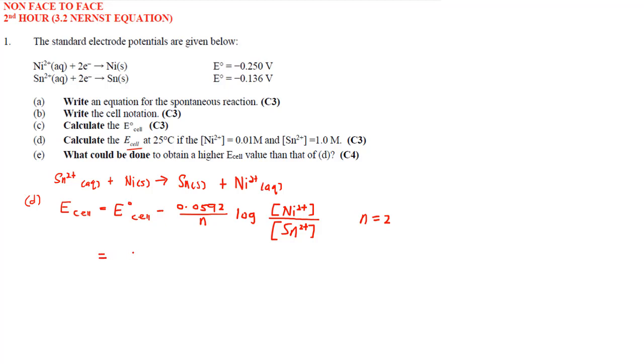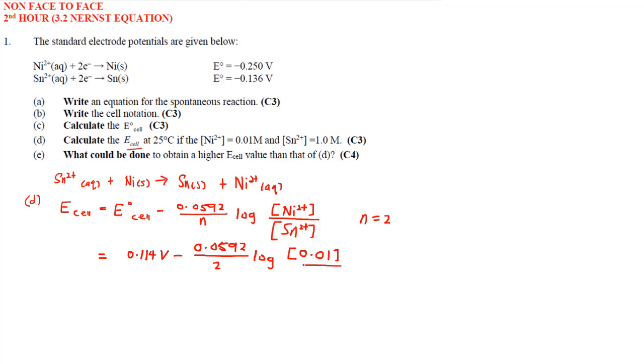Okay, so E cell tu tadi kita dapat 0.114 volt minus 0.0592 over 2 log concentration of nickel ion is 0.01 molar.